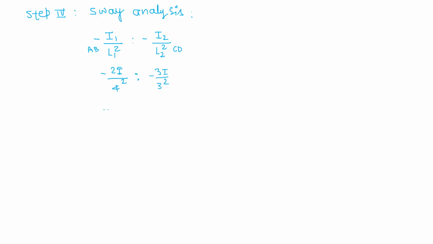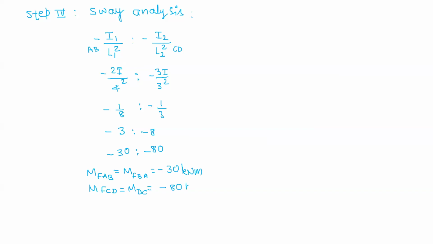From this we will get the ratio minus 1 by 8 is to minus 1 by 3, and therefore by cross multiplication we will get minus 3 is to minus 8. Now the values we are going to get are very small, so we will go to the higher side, multiply by both, and the values we have are minus 30 and minus 80. So now we have the fixed end moment for AB equal to BA, which will be minus 30 kilonewton meter. Keep in mind, for non-sway analysis we have the value plus first, minus second. Here we have the same sign conventions. MFCD, MFDC, we have these values, minus 80 kilonewton meter.